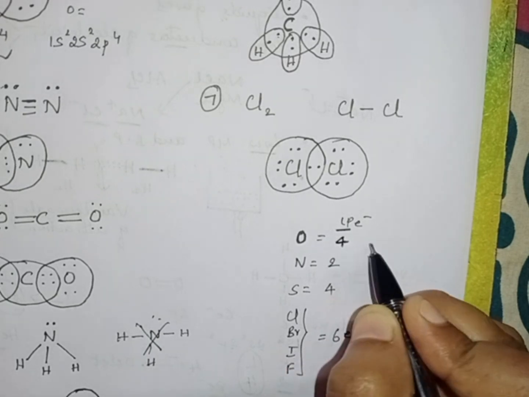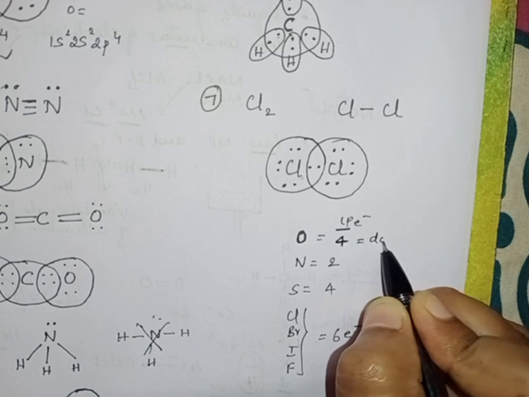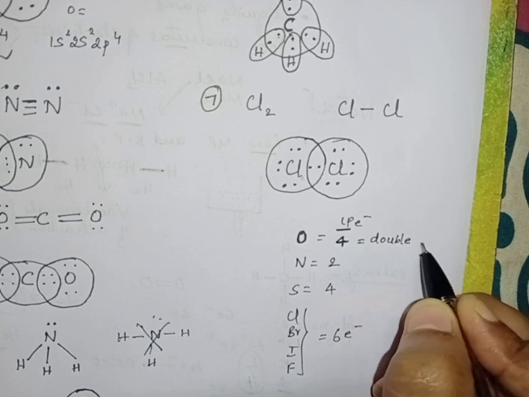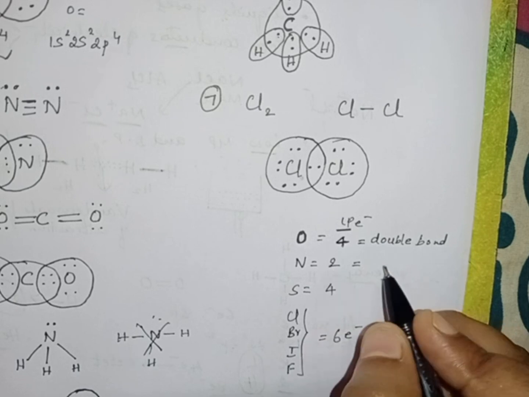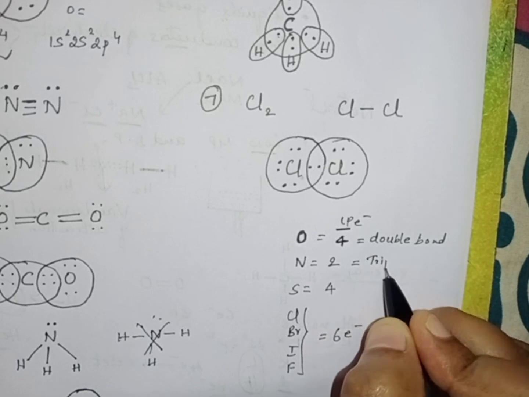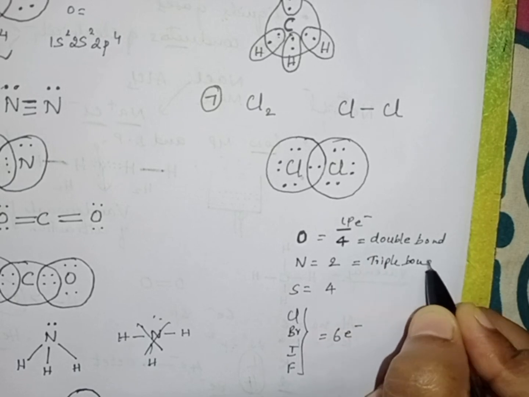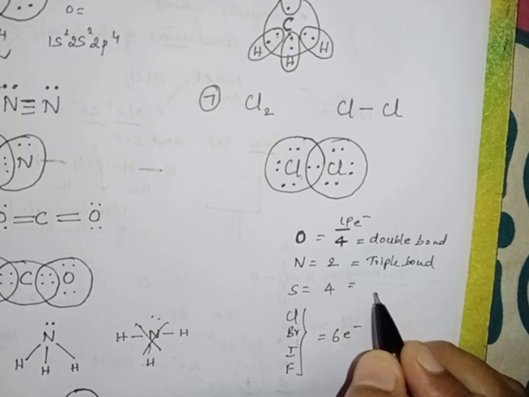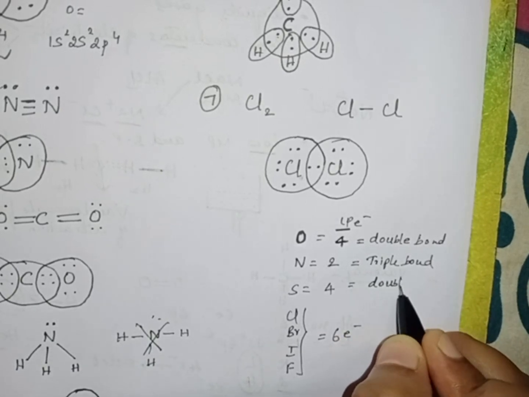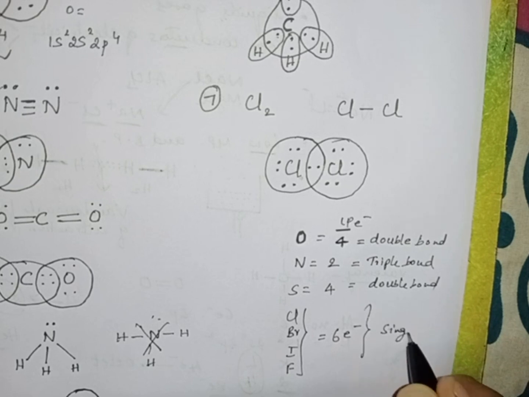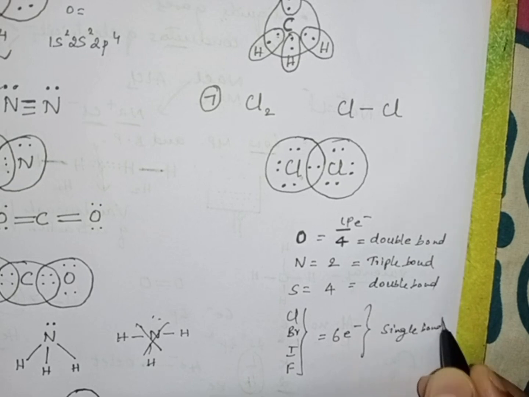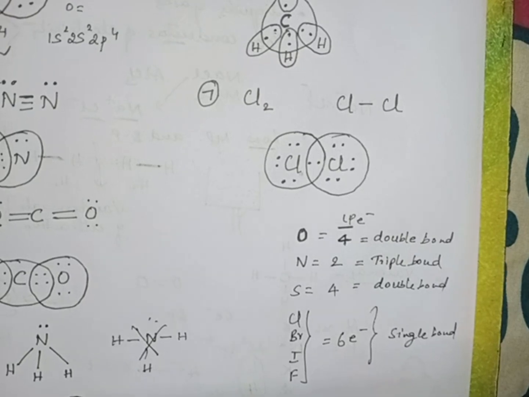Along with the 4 electrons, it will have a double bond. Along with the 2 lone pairs of electrons, it will have a triple bond. Common examples I am giving you. Okay. Sulfur will have a double bond. This will have single bonds. Okay. Try to remember, children.